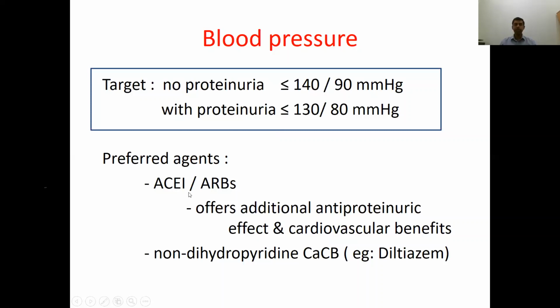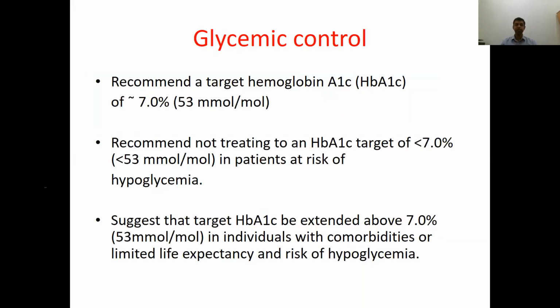If they are not controlling the blood pressure, the next line of drugs should be your non-dihydropyridine calcium channel blockers. Why are these 2 drugs the preferred first-line agent? That is because they control the blood pressure, and both these drugs have anti-proteinuric effects. Therefore, these patients are preferably put on these drugs as first line.